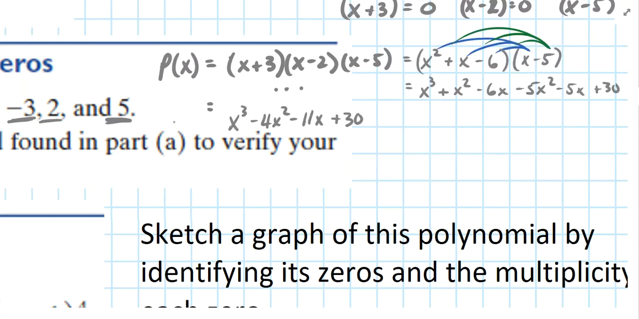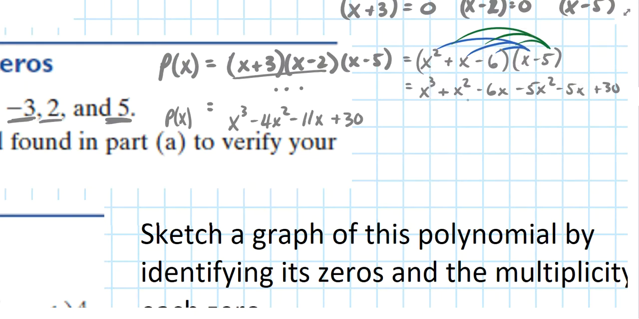And so I would argue that your end result for this polynomial is equal to x cubed minus 4x squared minus 11x plus 30. And I obtained that by first FOILing these first two binomial products into this result, x squared plus x minus 6. And then distributing this last binomial into the product of the first two binomials. We had to do that with two sets of distributions to obtain these components.